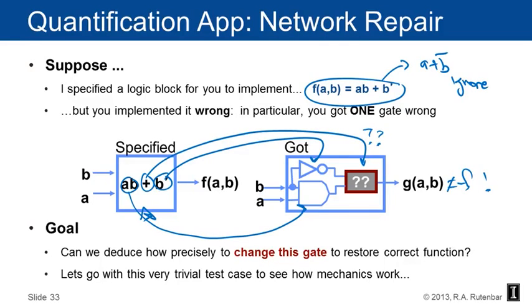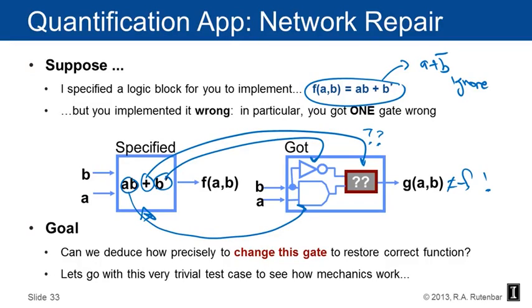Here's what I'd like to ask as an engineering problem. Can I deduce precisely how to change this gate to restore the correct function? And the answer is yes. And what's amazing is that I'm going to treat this like a physics problem. In a physics problem, you have a cannon, you shoot a cannonball up in the air, you ask how high it goes and at what time it gets there, and you write an equation and you solve it. In order to do this network repair, I'm going to do exactly the same thing. I'm going to write an equation in the Boolean domain, I'm going to solve it, and the solution is going to tell me if this gate can be repaired, and if so, what gate to replace it with to repair it, which is pretty amazing.